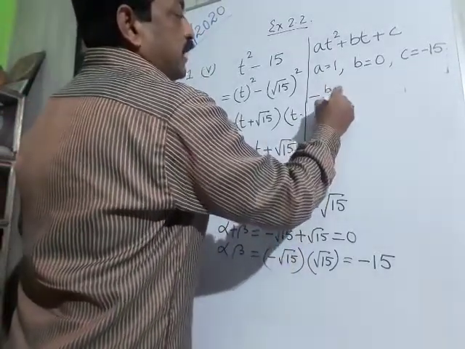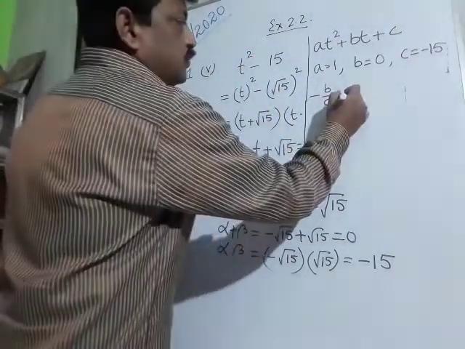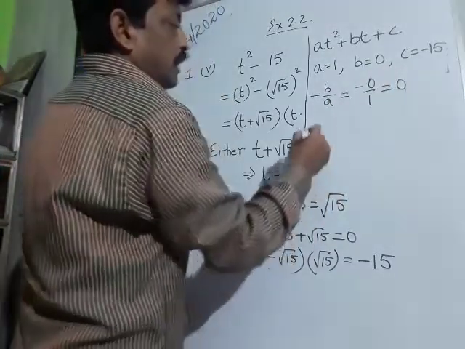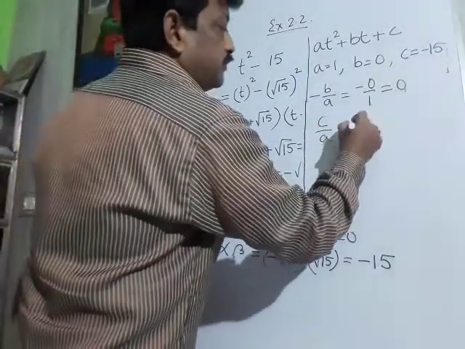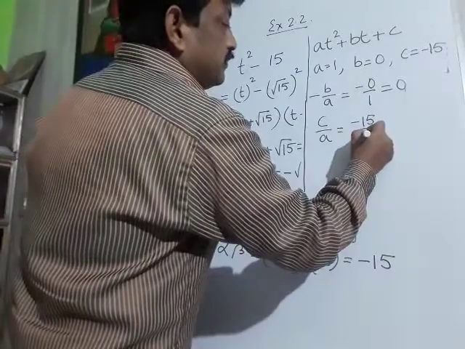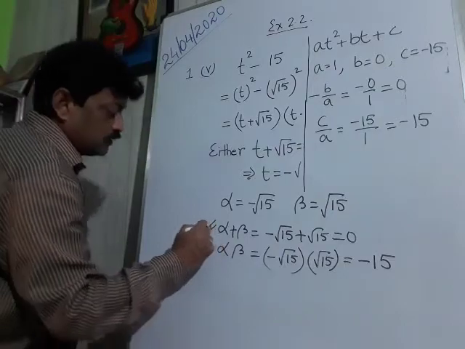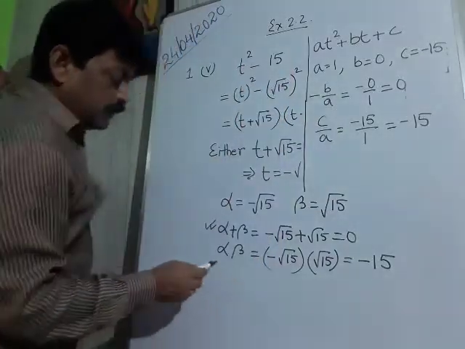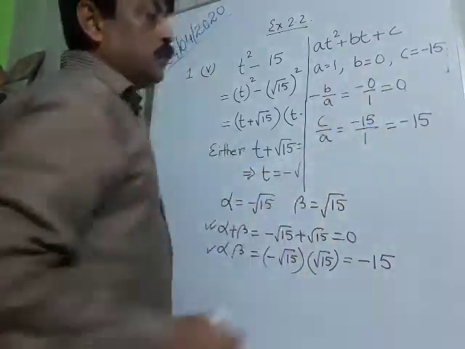Minus b by a, that is minus of coefficient of t by coefficient of t square. So minus b by a means minus of 0 by 1, so that is 0, and c by a, that is constant term by coefficient of t square, constant term is minus 15 and coefficient of t square is 1, so this is minus 15. Now see this one, the sum of the zeros is 0 and minus b by a is also 0. Similarly, the product of the zeros is minus 15 and c by a is also minus 15.